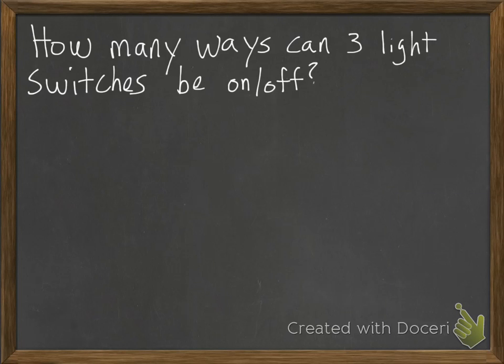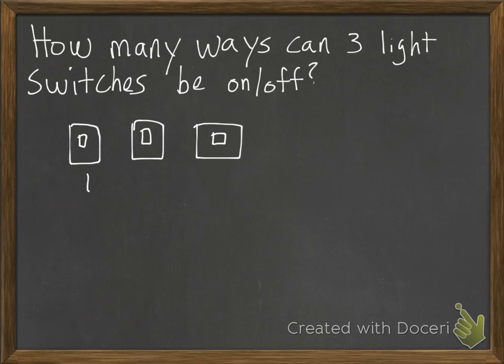Okay, we have this problem here. We want to know how many ways can 3 light switches be on or off. The assumption here is that the light switches are all side by side. So we have switch 1, switch 2, switch 3. And we want to count how many ways each of those switches can be on or off.